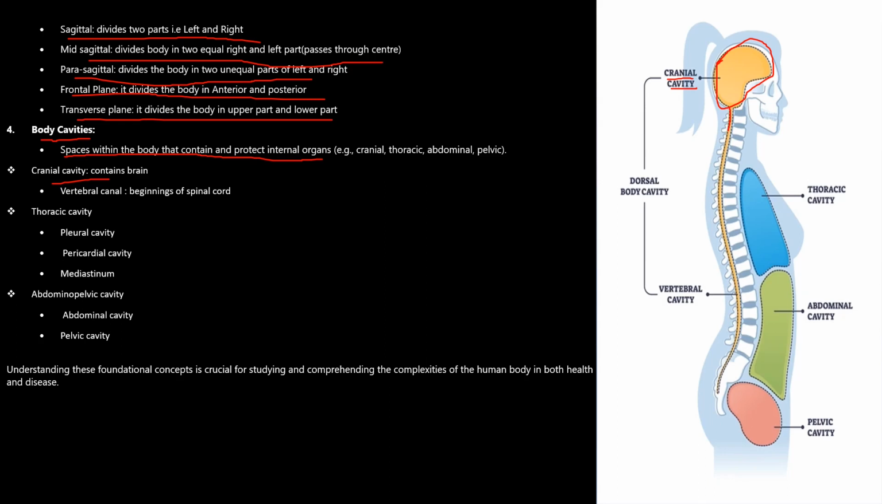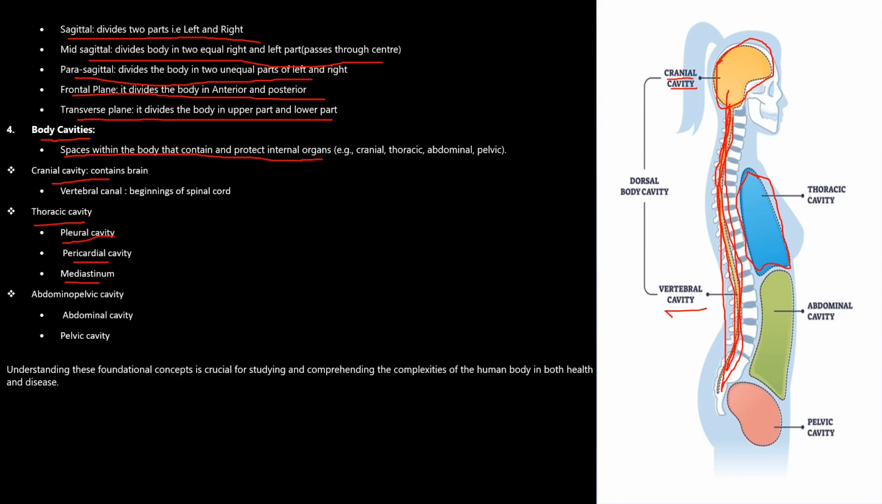And extending from the cranial cavity, there is the vertebral cavity, which provides the shock absorber property for the spinal cord. Okay, in this region the spinal cord is located, right? Okay, next comes the thoracic cavity. In the thoracic cavity we have three parts: pleural cavity, pericardial cavity, and mediastinum. Okay, this is the thoracic cavity. Can you appreciate this? This is the thoracic cavity.